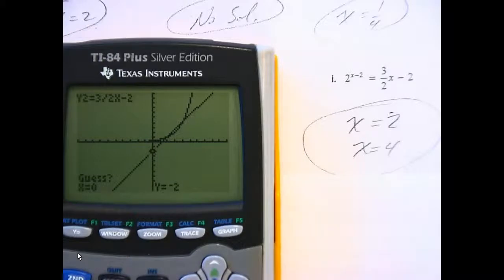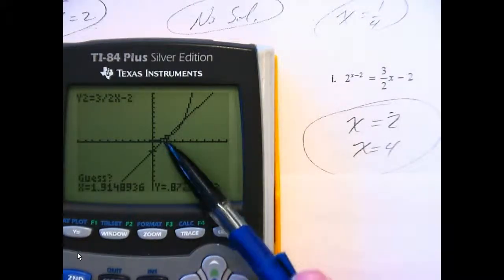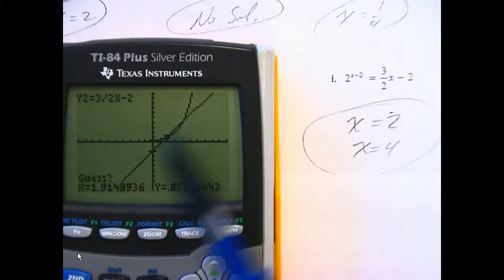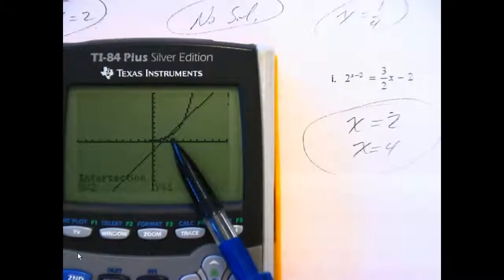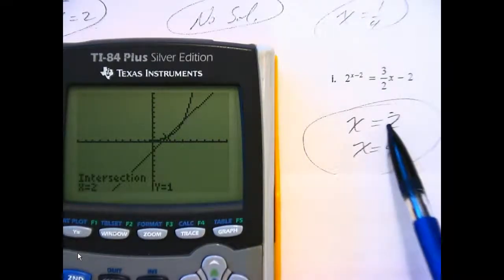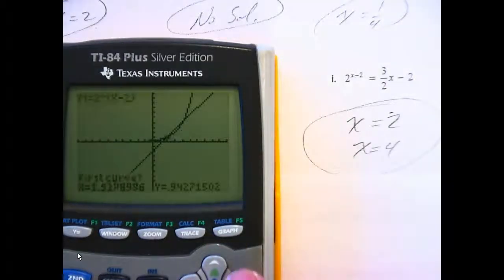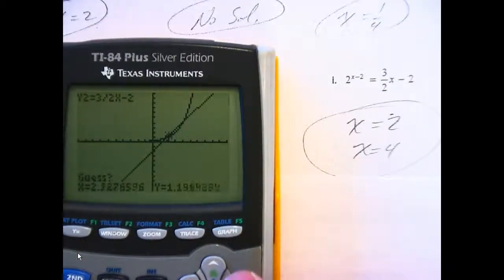where it says guess, since there are 2 solutions, you got to move that cursor closest to the first point of intersection. Whoever's talking back there needs to be done talking. Okay? Closer to the point of intersection you're trying to figure out. So I'm going to move it to there. I hit enter. That's going to give me like a lower point of 2. Okay? And then I've got to go through that same process again. Okay? First curve, second curve, and then move my cursor closer to the other point of intersection to get that one. So that one will give me the 4.